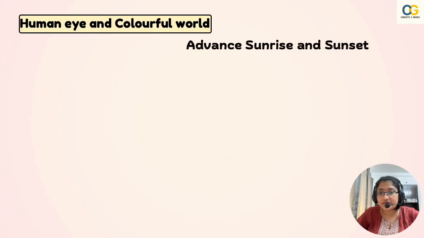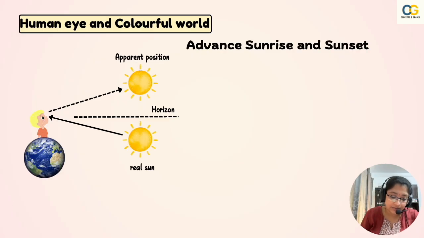Why we see advanced sunrise and sunset also has the same reason, because if the real sun is here and it is crossing the horizon at this point, we see that it crosses it here, about 2 minutes early. If this is the real sun's position, there is atmospheric refraction here that makes us believe that the apparent position of the sun is here.